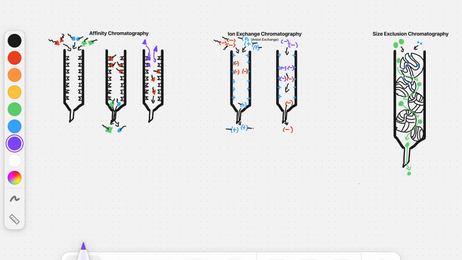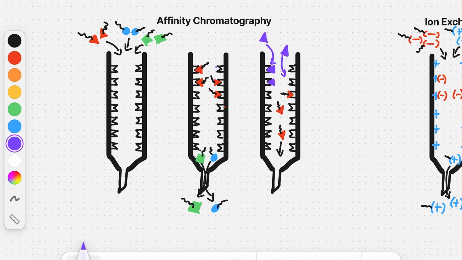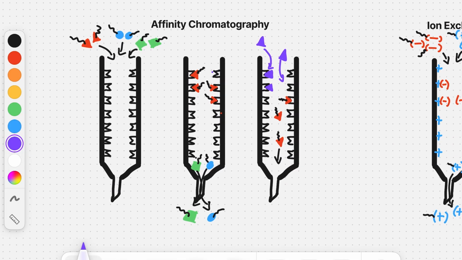All right, ladies and gentlemen, we're going to finish up the chromatographies here. We have 3 more chromatographies. We're going to start on the left with affinity chromatography, and it is what it sounds like. Affinity is about a substrate and its ligand or receptor.